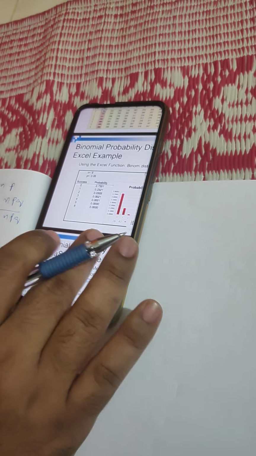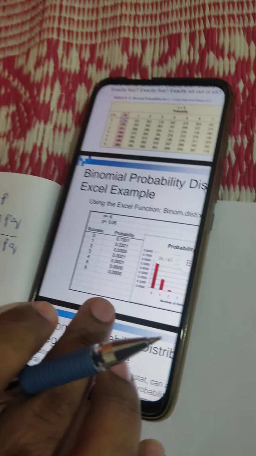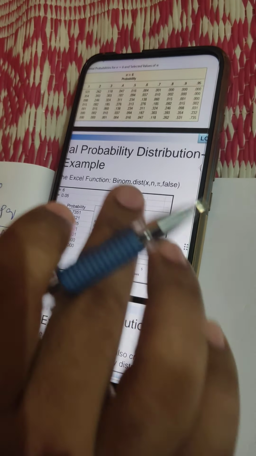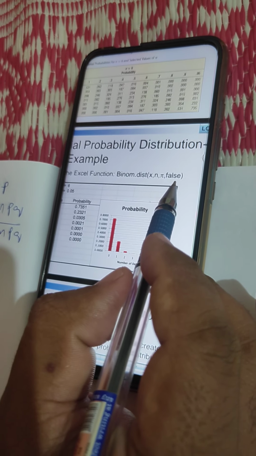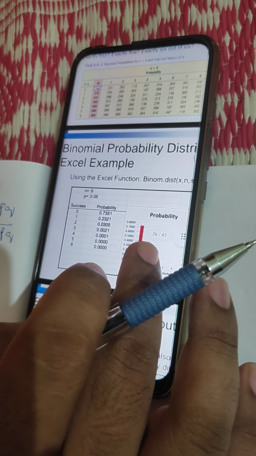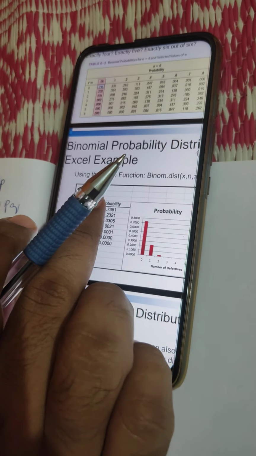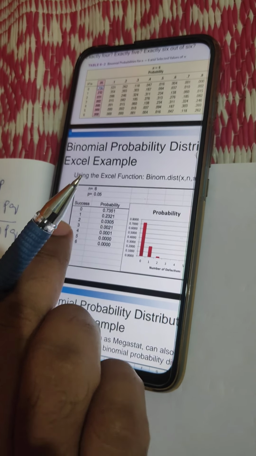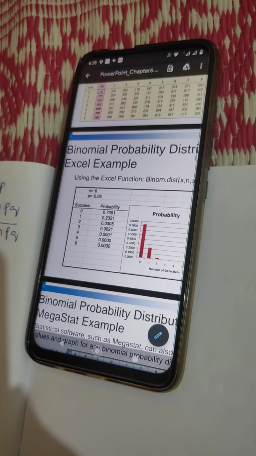So this is binomial probability. If they ask like this, you can find it out using the Excel function. BINOM.DIST is the function. What you have to give: x, n, pi, false. So if I want to find it for x is equal to 0, n is equal to how many cases? 6. p is equal to 0.05. What we have to type in Excel is equal to BINOM.DIST.